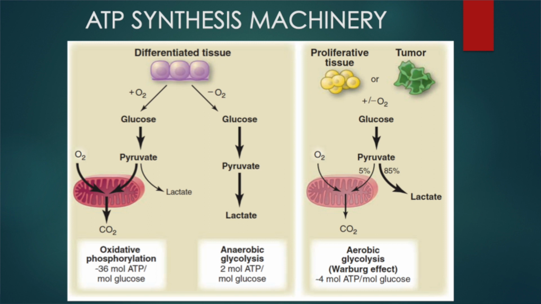In a normal cell, most of the glucose is shuttled to the mitochondria in the form of pyruvate, and then pyruvate is converted to phosphoenol pyruvic acid, and then it moves inside the mitochondria. In a cancer cell, this pyruvate is immediately converted to lactate, and this conversion of pyruvate to lactate happens by the enzyme lactate dehydrogenase. This is a reversible enzyme, so pyruvate will be converted to lactate and lactate can be converted back to pyruvate.